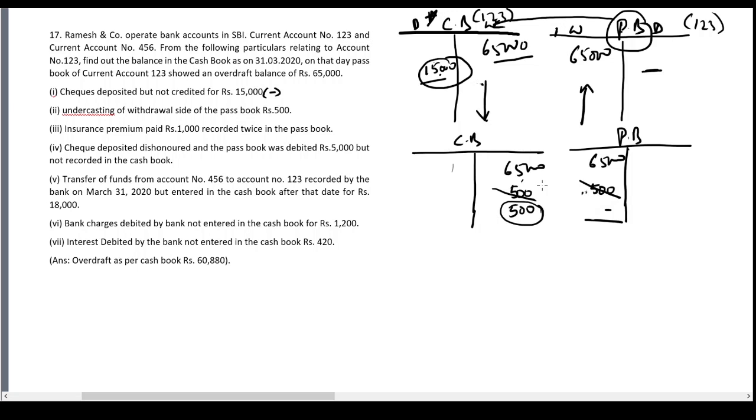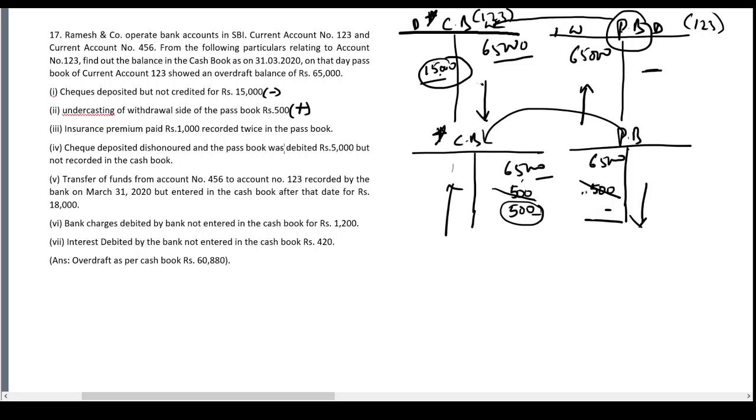So now what will happen? 65,000 plus 500, this balance will increase, whereas this balance is lower. What should I do to the passbook to make it equal to cash book? I have to increase it by 500 rupees. So this item will be plus.